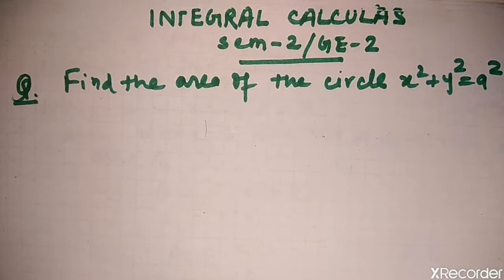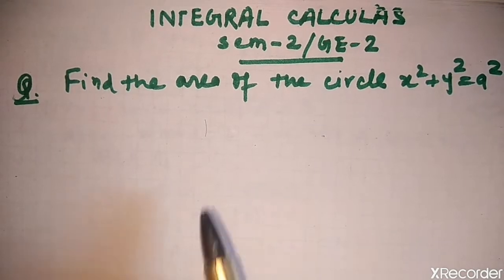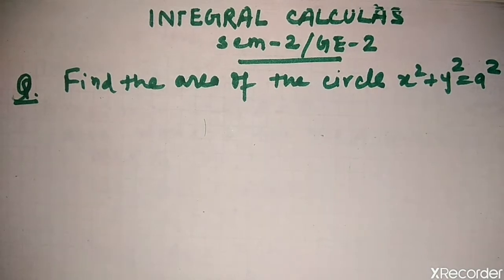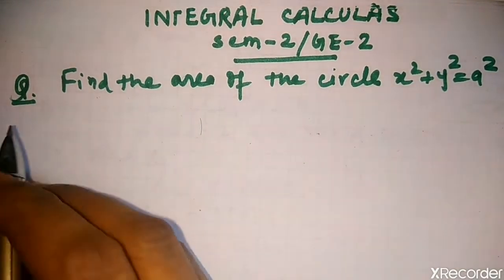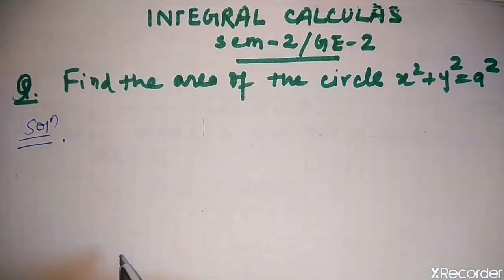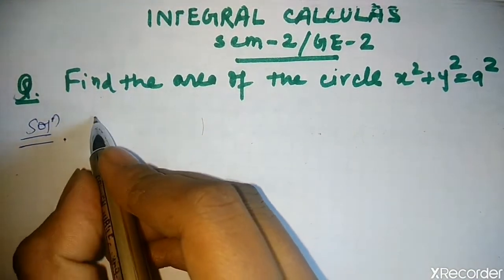Today we will discuss some more problems from integral calculus, and the chapter we have taken is area of planes. The question we are going to solve is: find the area of the curve x square plus y square equal to a square. To solve this question, we first have to find the tracing of the curve. So let us first trace the curve.